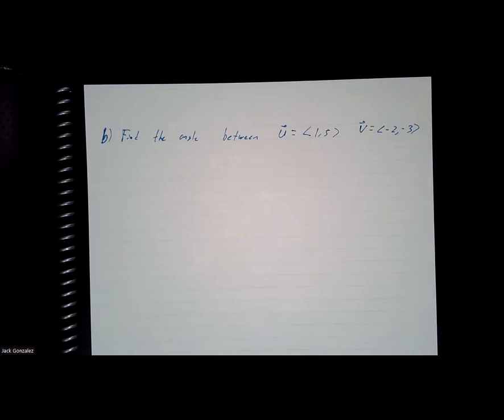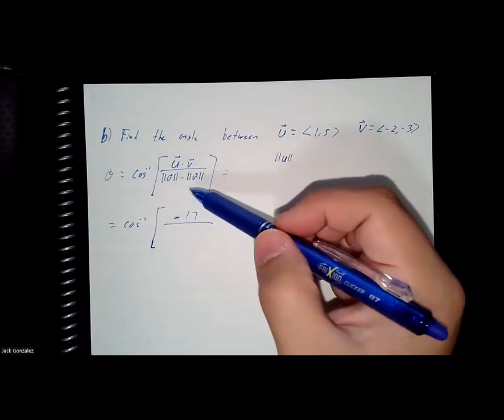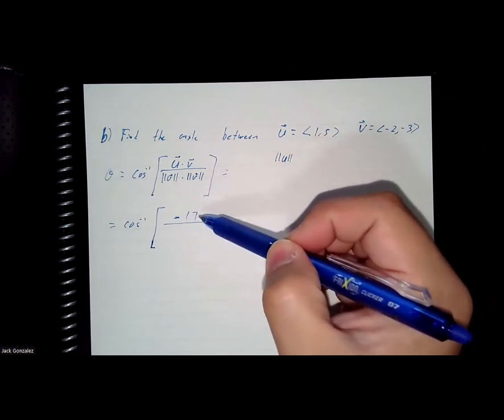Sorry, spaced out for a second. Let me find the formula. Okay, so this is the formula for the angle. So u dot v over the magnitude of u times the magnitude of v. We did the u dot v on the last page, so there it is.